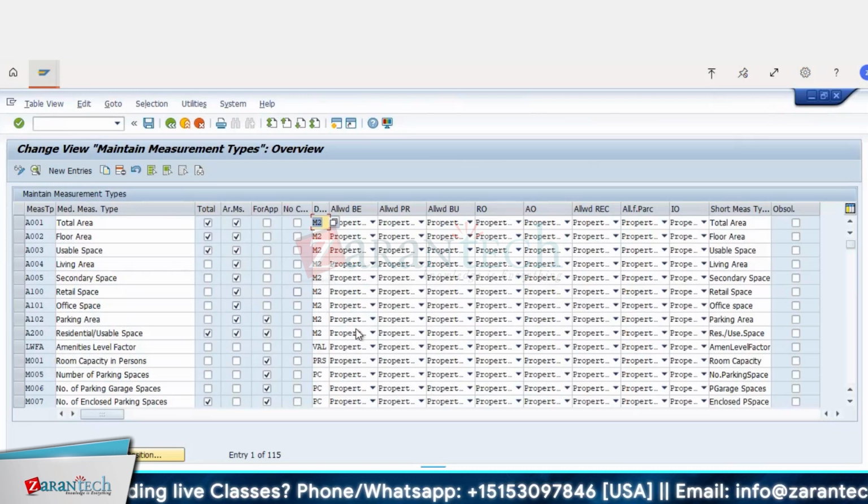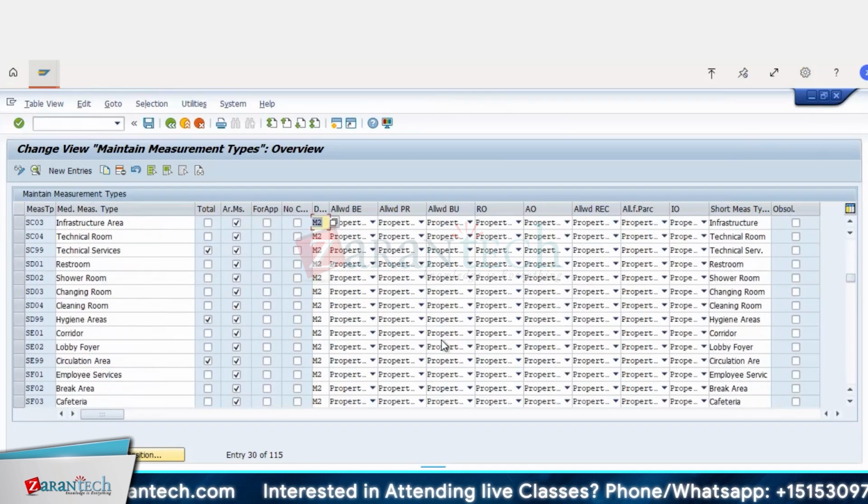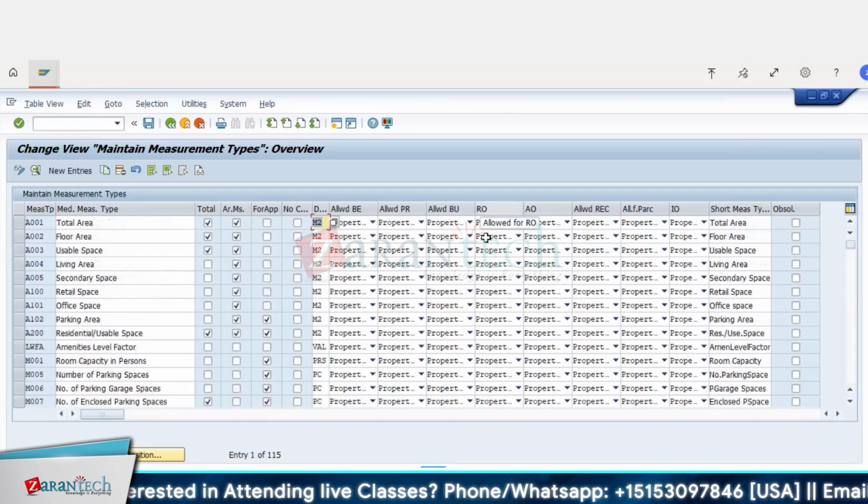What changes should I make here? You're in maintain measurement types. Yes, I'm in maintain measurement types. Whichever measurement types you want, you can go and allow it. Let's say for RO, can you see that? In that you need to allow it. For example, here it is RO, so I wanted to allow it here.